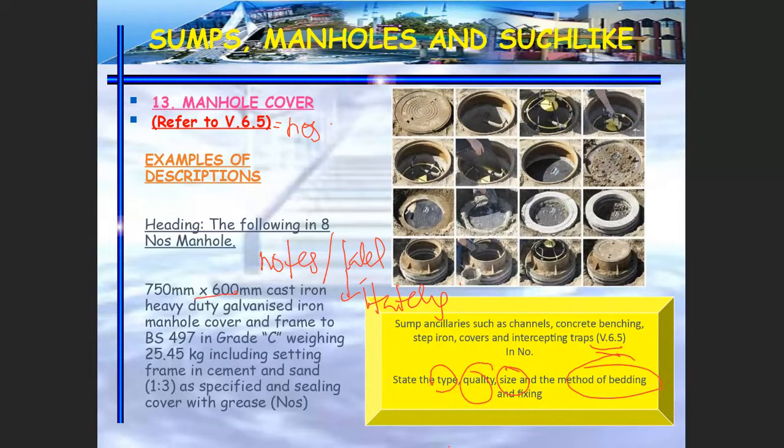The quality may be the material or the grading, maybe the reference of the manufacturer detail, which is standard. And how you want to install, the method of bedding and fixing, including the setting of the frame with the cement and sand specified. That's why if you have the manhole cover, it is not easily opened. You have to fix it with the cement and sand. So that is the method of fixing.